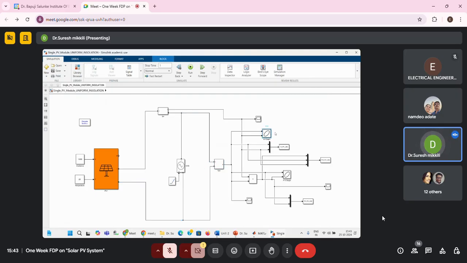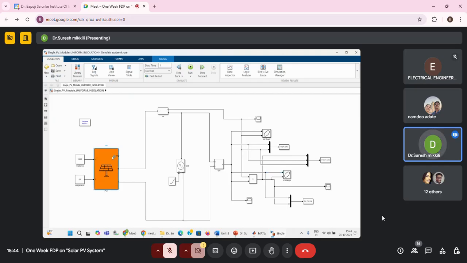I want the IV curve and PV curve, so I have taken an XY graph. In the XY graph, one input is voltage and the second is current. Similarly, I want power. Power is not directly available for the PV curve, so for P I have taken a multiplier. One input is from current, the second is from voltage. Both are multiplied, and I got the power.